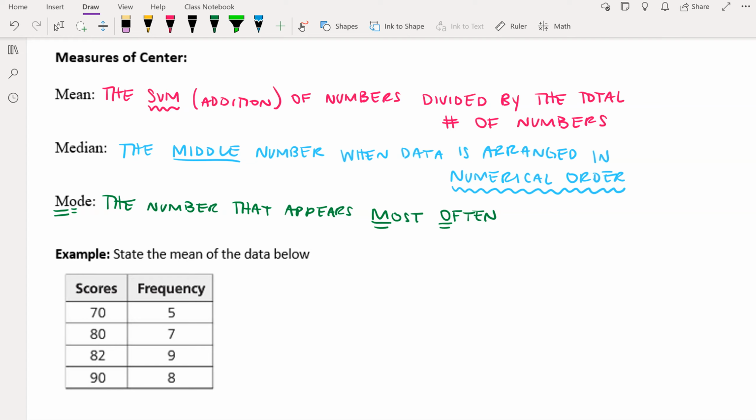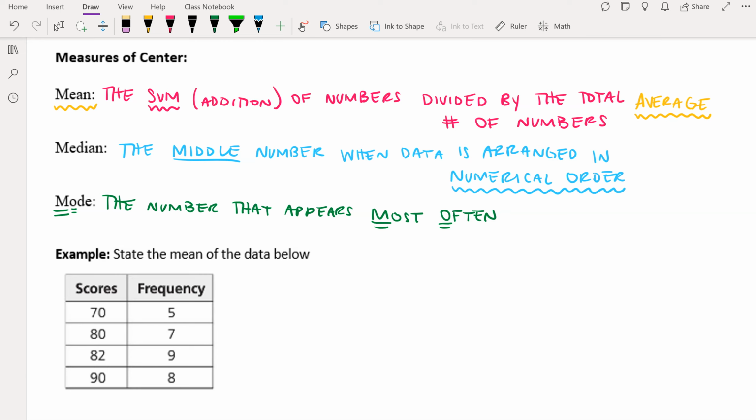So the mean is the sum, which means addition, of numbers divided by the total number of numbers. I want you to make sure you write to yourself, the mean is the average. The mean is the average. So mean means average. And we're going to do an example soon on how to find an average of this data set down here. So just wait for that.